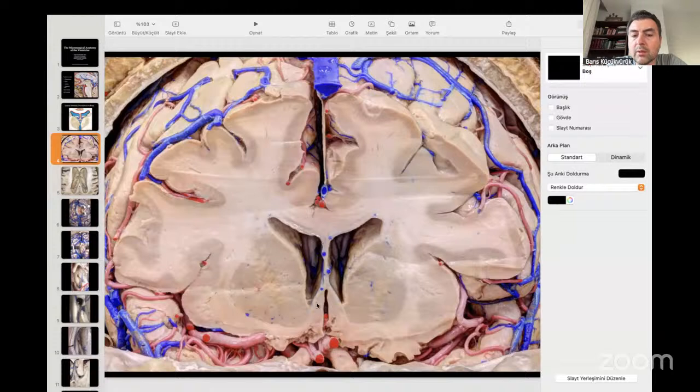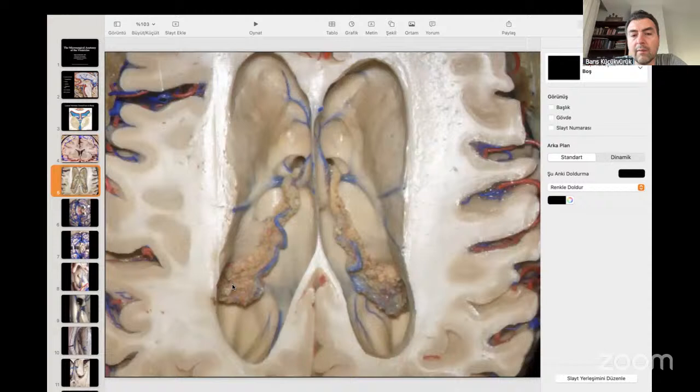This is a triangular shape, so the frontal horn basically doesn't have any floor, but posterior to the foramen of Monro, we will be having the thalamus. So this is an axial cut passing through the level of the insula, let me say, and we see here the lateral ventricle, mainly anterior to the foramen of Monro, there is the frontal horn, and posterior to the foramen of Monro, it is the body of the lateral ventricle.